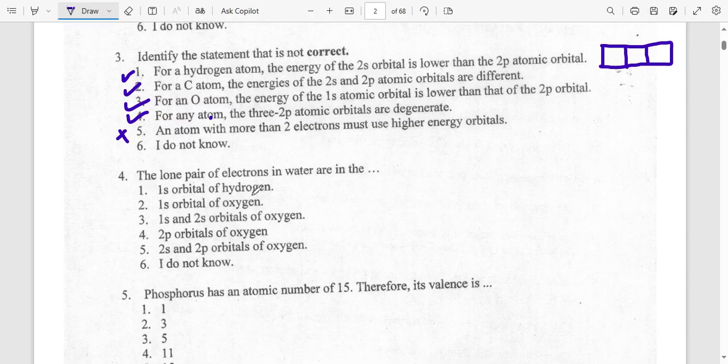The lone pair of electrons in water are in the. Now you know water is like this.